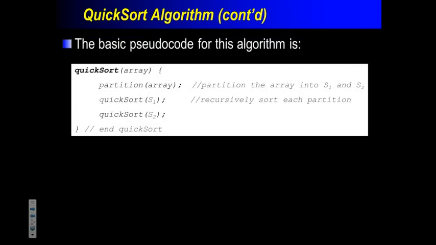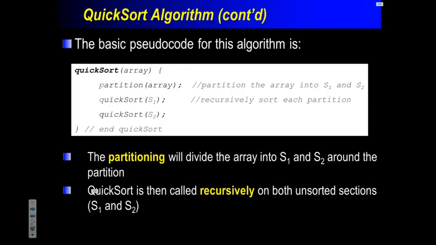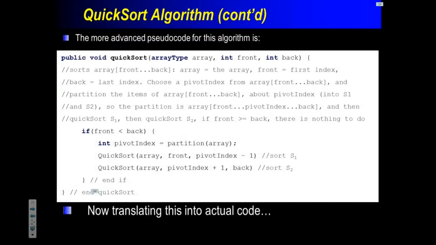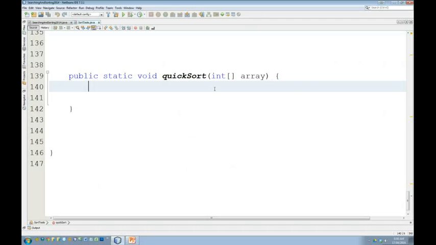Here's the pseudocode for it. To quick sort an array, I partition the array into two parts, then quick sort each part. That's how simple it is. The real logic goes into that sub-method to partition the array. And then it performs a recursive quick sort. So anyways, this is more of pseudocode, but let's actually put this into real code.